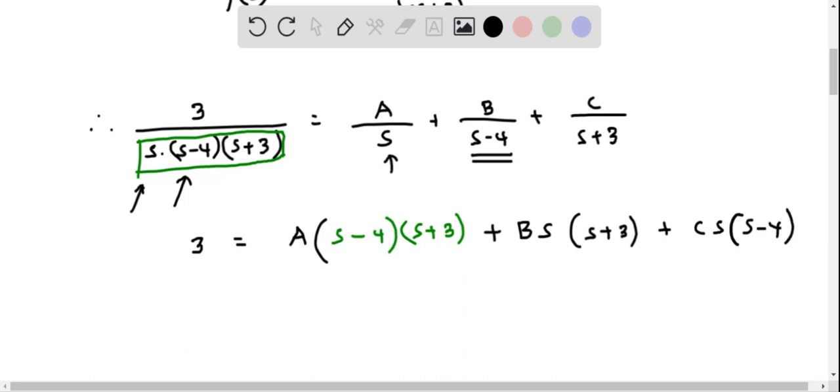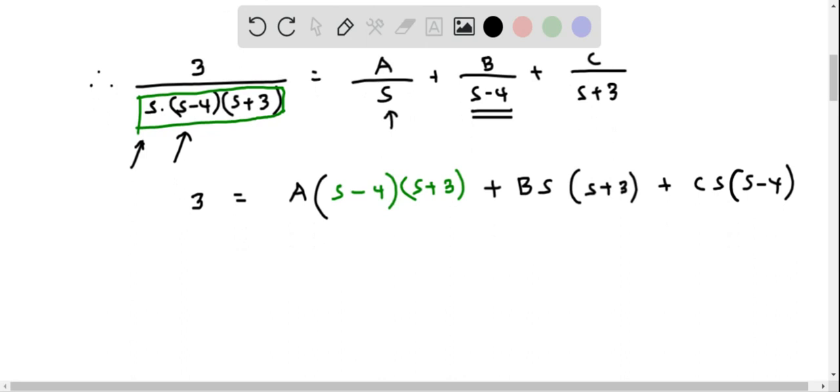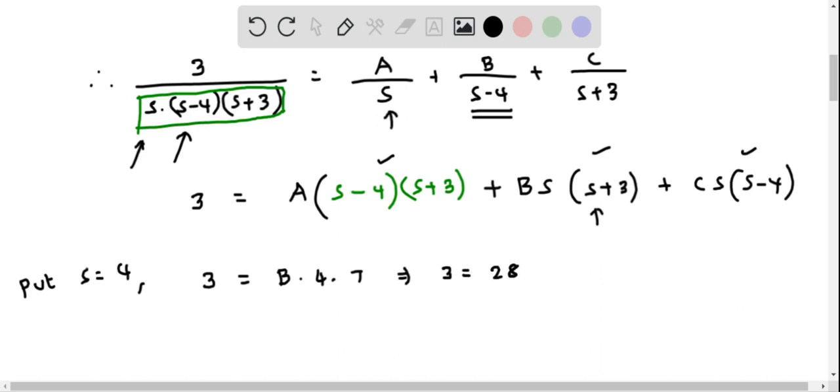Now let's determine the values of A, B, and C by plugging in some values for s. So first I'm going to put s equals 4, and so when I do that I get 3 equals... When you plug in s equal to 4, this term will become 0, as will this term, and we'll be left only with this term. So it is B times 4 times, if we plug in 4 here, it will be 4 plus 3, which equals 7. And so 3 equals 4 times 7, which is 28B. And so this gives B equals 3 over 28.